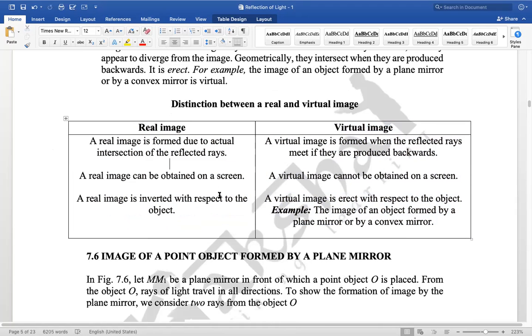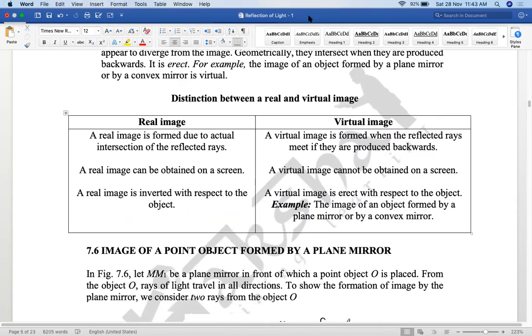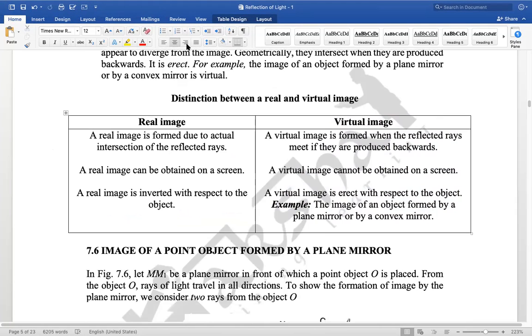So distinction between a real and a virtual image. A real image is formed due to actual intersection of the reflected rays, and virtual image is formed when the reflected rays meet if they are produced backward. Real image can be obtained on screen, virtual image cannot be obtained on screen. A real image is inverted with respect to the object, and virtual image is erect with respect to the object. Example of virtual image is image of an object formed by plane mirror or by a convex mirror.